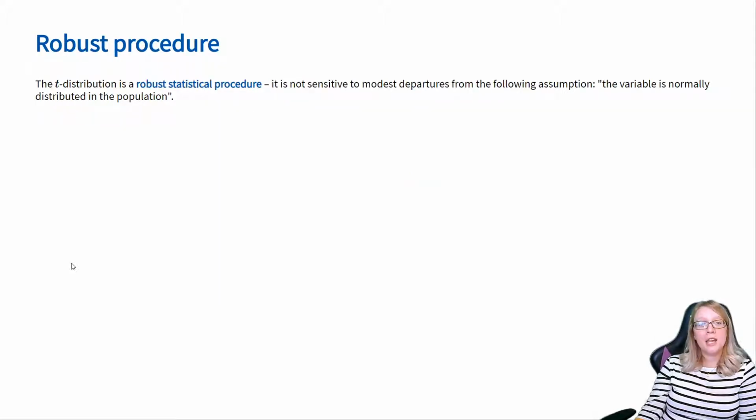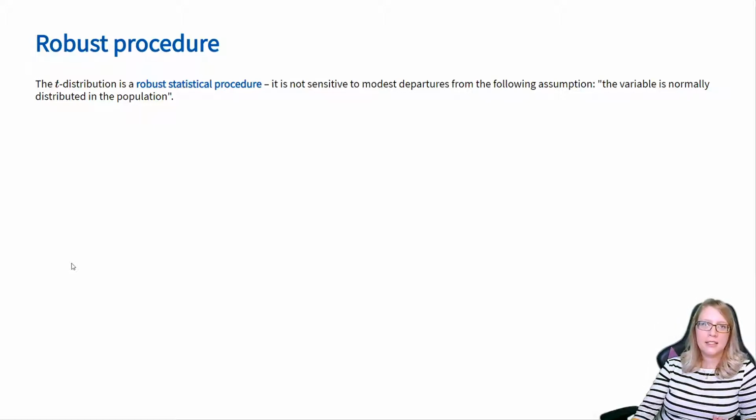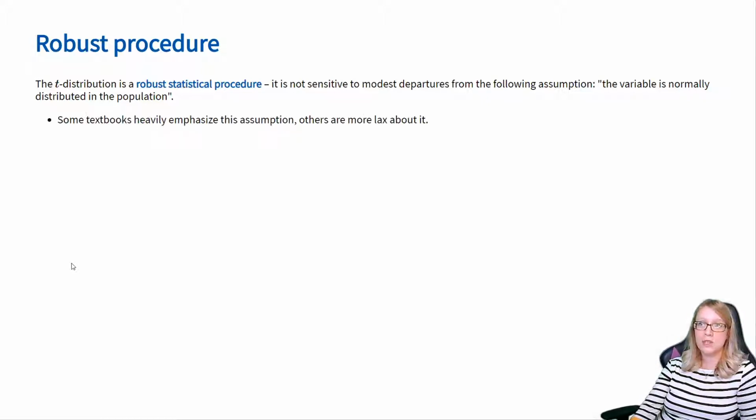Now, before we look at some examples, I do want to talk a little bit about a characteristic that the t-test and the t-distribution often get attributed. It's often said that this is what's called a robust statistical procedure, and this turns out to be pretty true. This quality of robustness means that the result is not often hindered by departures from the assumption that the variable is normally distributed in the population. Technically speaking, that is an assumption that we make when we're using the t-distribution.